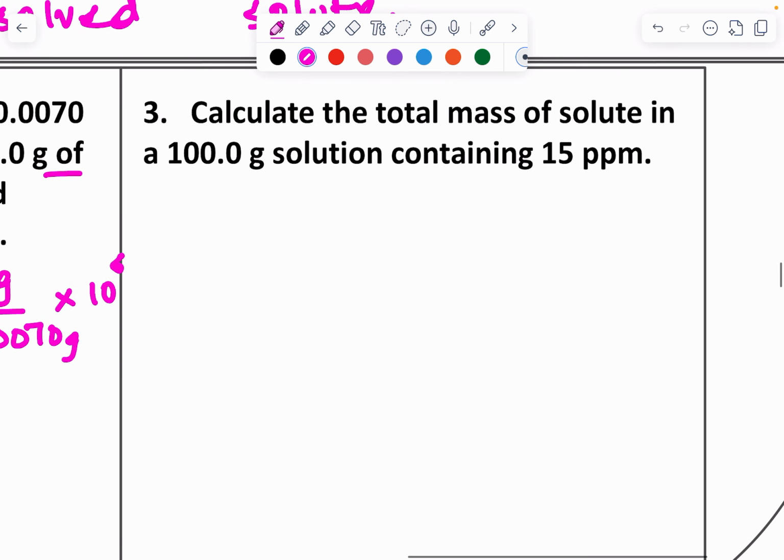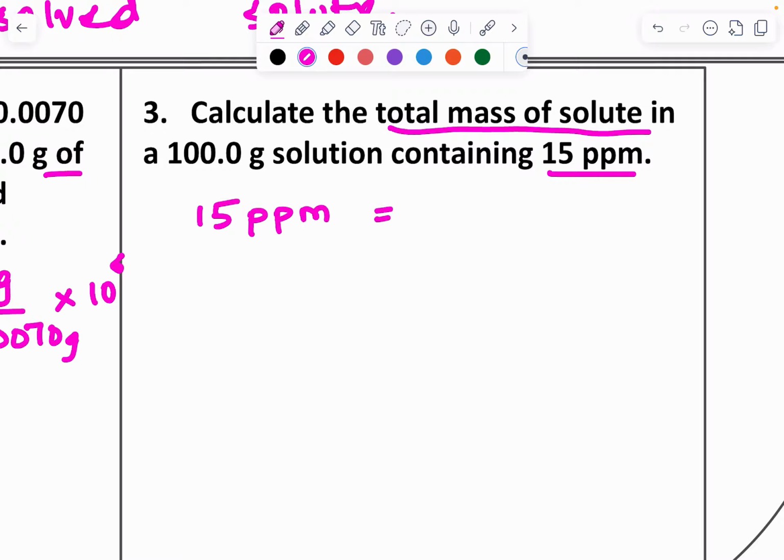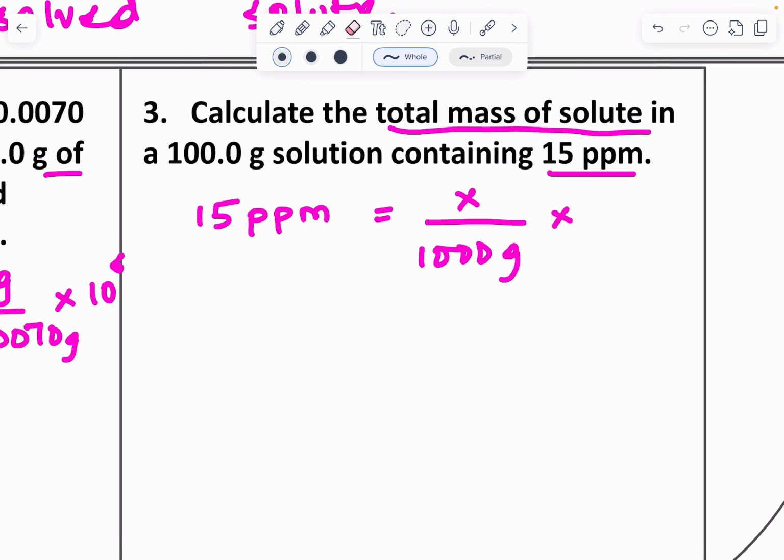So let's go ahead and do the last one. Here we are given the ppm and we need to find the mass of the solute. Let's plug everything into the ppm equation. You have 15 ppm equals x, because we don't know the mass of solute, over 1,000 grams for the solution times, sorry, it's not 1,000, it's 100. 100 grams for the solution times 1,000,000.